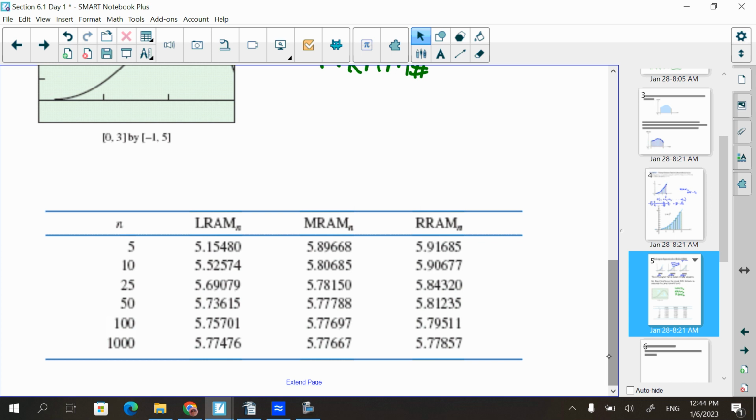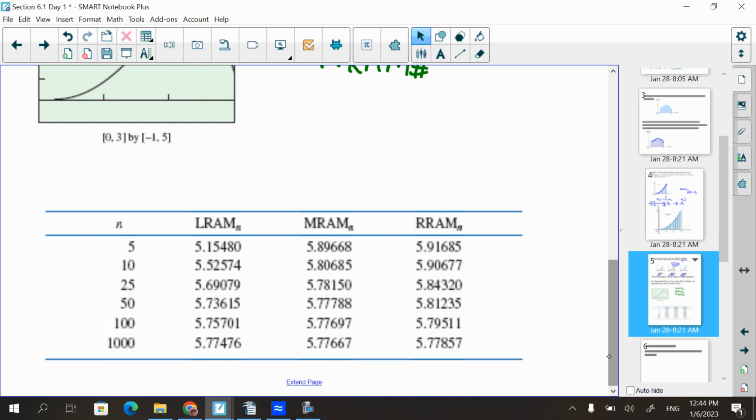The guy in the middle is going to be your most accurate. Do you see how this is an underestimate and an overestimate? What if I did 10 rectangles? Well, the middle number even changes. This is more accurate than that one. The more rectangles you have, the more accurate it is. So if you have more rectangles than MRAM, that's the most accurate that you could get.